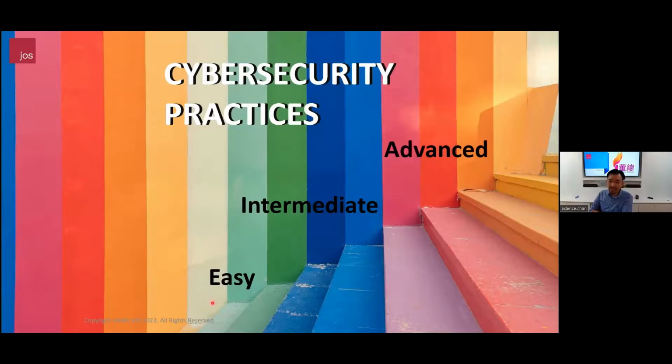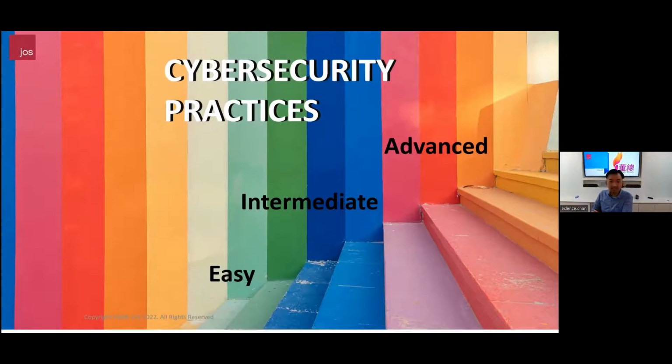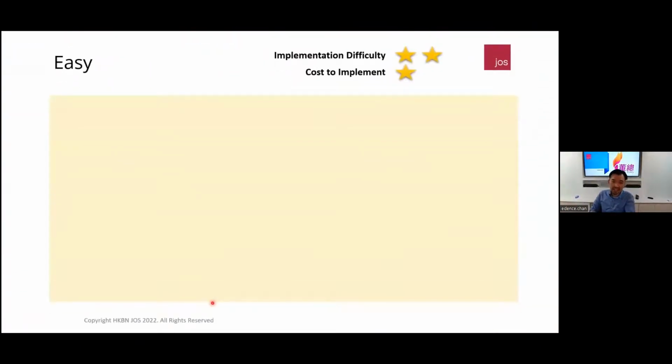Some of these slides will be a little technical, or maybe too much for you to remember in a short time period. Perhaps you can get this PowerPoint from Dong Zhong so that you can keep it for future reference. Okay, we're going to start with easy. I classify them based on implementation difficulty and cost to implement. For easy, I classify them as 2 stars for difficulty to implement, and the cost to implement is only 1 star. That means I usually do not need a lot of cost to implement this.